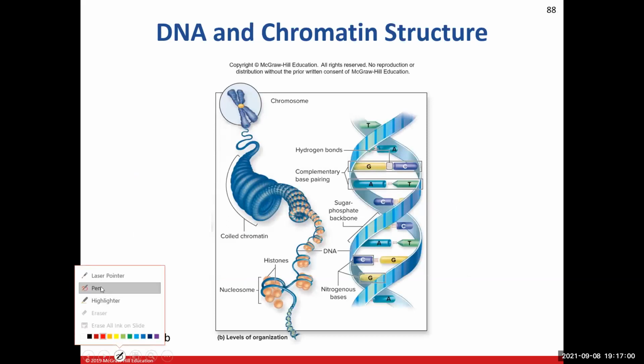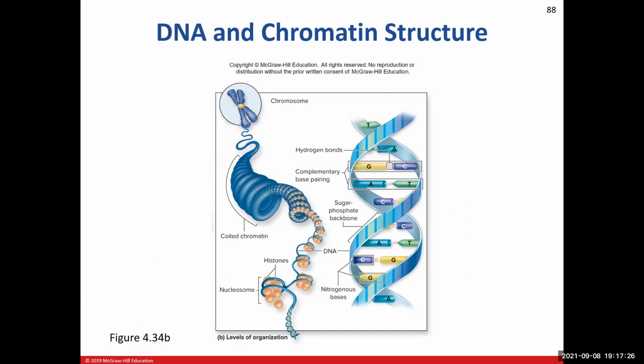Let's get down to the small portion. Here's our ladder. We've just twisted it around. So here are the struts, and then here are the rungs. The backbone is made up of the sugar group and the phosphate group. And then our nitrogenous bases make up the rungs here. We call this complementary base pairing.